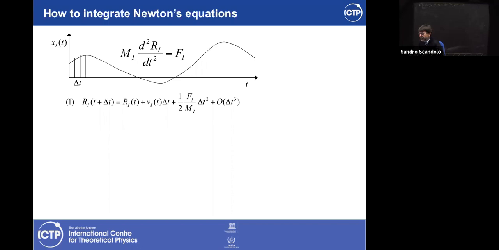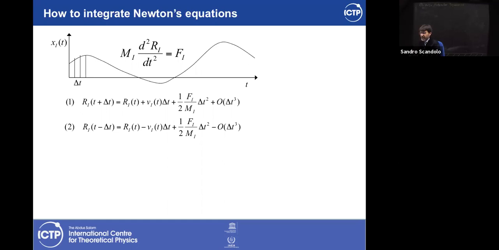There are a number of tricks, and there are several algorithms that try to improve this, but let me just give you a flavor of how these algorithms work with a given example. This is called the Verlet algorithm. The Verlet algorithm starts from the consideration that if you do the same exercise with minus delta t, and I'll show you in a moment why it's interesting to look at minus delta t, you'll find that the terms that change sign are the velocity term, which is odd in delta t, and the term in delta t cubed, whatever it is. You don't know what it is, but you certainly know that this term is going to change sign when you reverse the delta t.